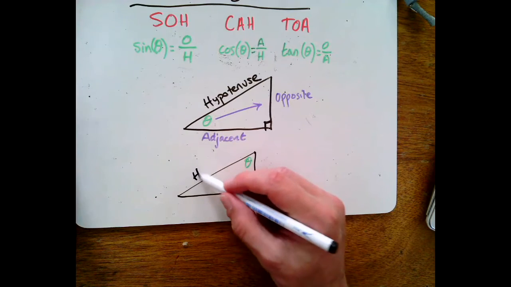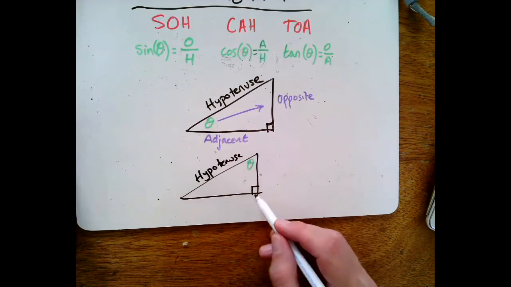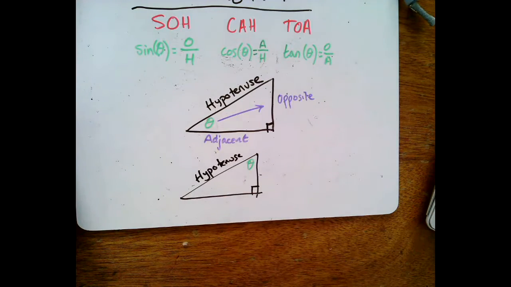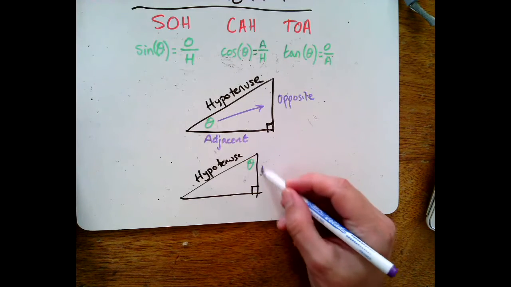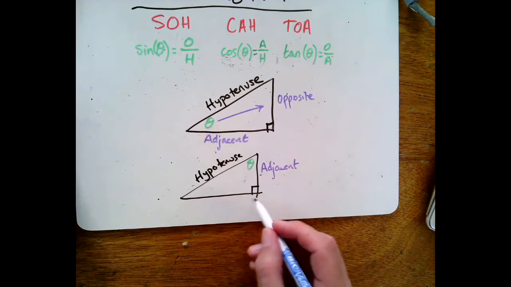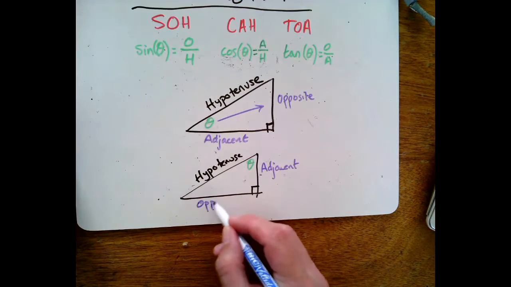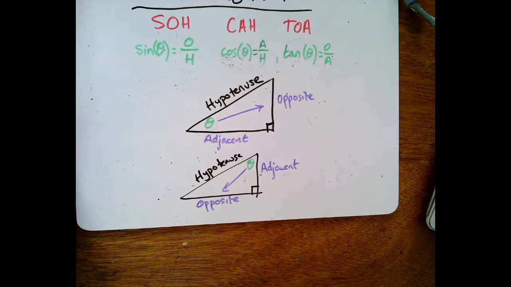So this is still going to be the hypotenuse. That's not going to change because that's always going to be the longest side. But the adjacent and the opposite sides are going to change because now this side is adjacent because it's next to that angle. And this side will be the opposite because it is opposite or across from that angle. Okay. So there's the two ways that you can look at those triangles.